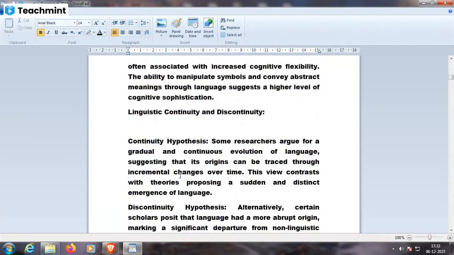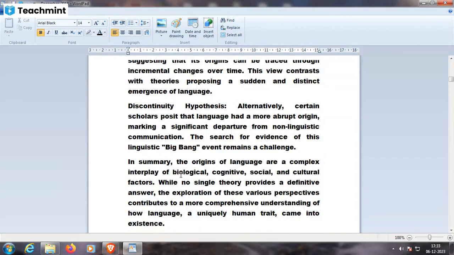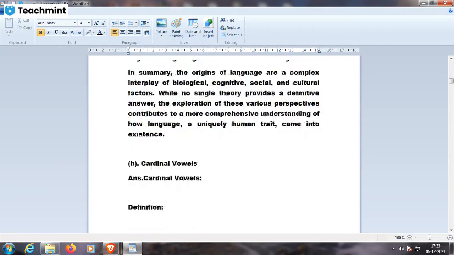The continuity hypothesis means some researchers argue for gradual and continuous evolution of language. Language goes on evolving and expressing itself. Then comes the discontinuity hypothesis. Alternatively, certain scholars posit that language had a more abrupt origin, marking a significant departure from earlier communication. So the summary is that the origins of language are a complex interplay of biological, cognitive, social and cultural factors. You have to be careful. All these we have already discussed very briefly because it is a brief note.